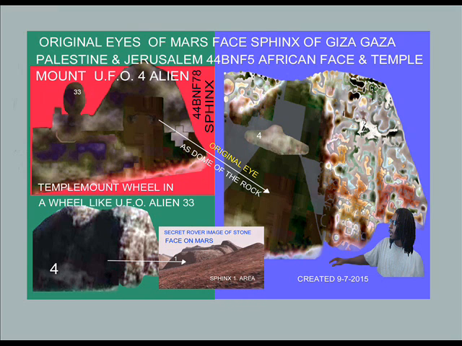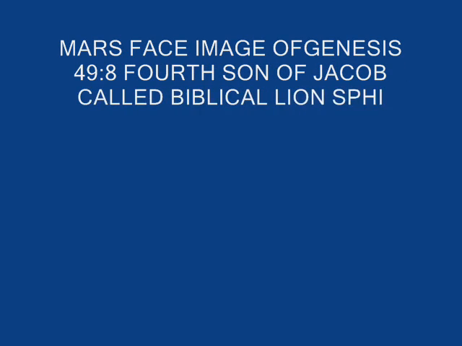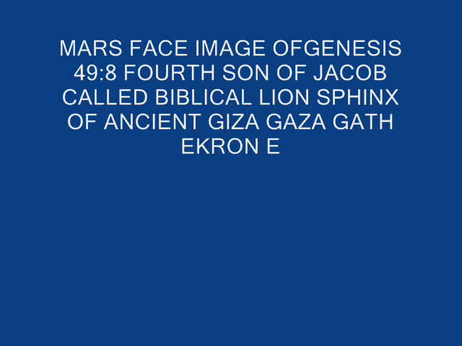As we look at the Sphinx 44BNF5 face, now we see that he has a royal Egyptian headdress, and there's a temple mount white structure, which is actually the UFO image. For instance, the 1952 online film footage UFO, okay, it flies upside down.